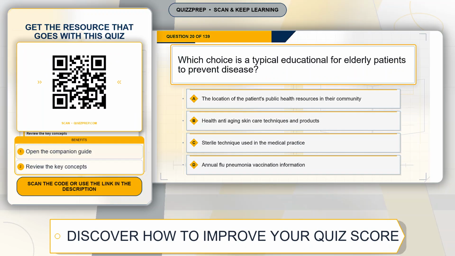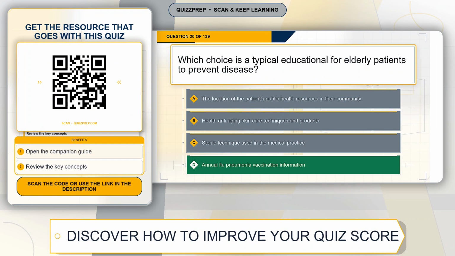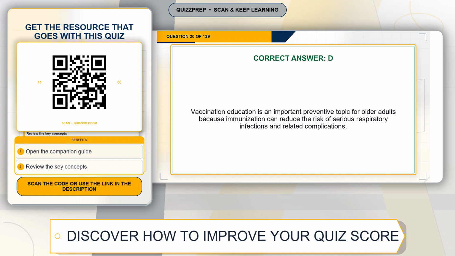Question 20. Which choice is a typical educational topic for elderly patients to prevent disease? Option A, the location of the patient's public health resources in their community. Option B, healthy anti-aging skin care techniques and products. Option C, sterile technique used in the medical practice. Option D, annual flu pneumonia vaccination information. The correct answer is option D, annual flu pneumonia vaccination information. Explanation. Vaccination education is an important preventive topic for older adults because immunization can reduce the risk of serious respiratory infections and related complications.